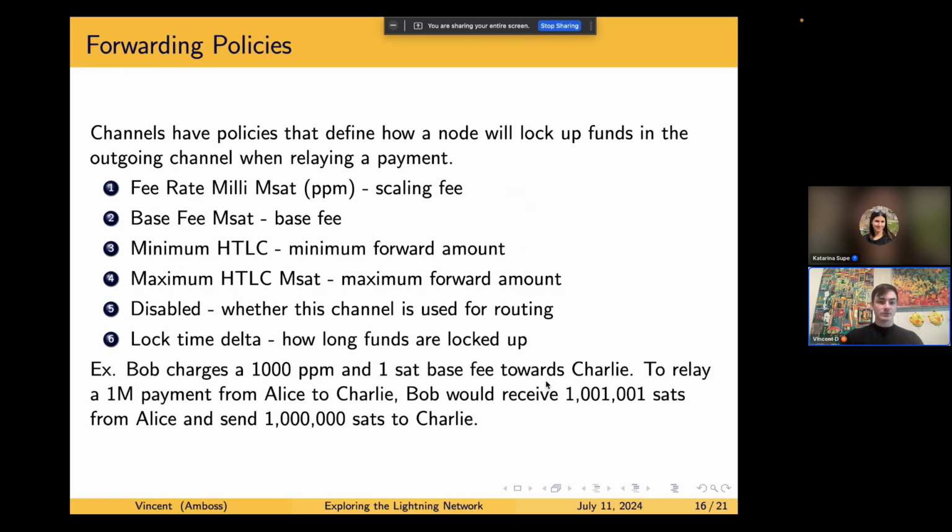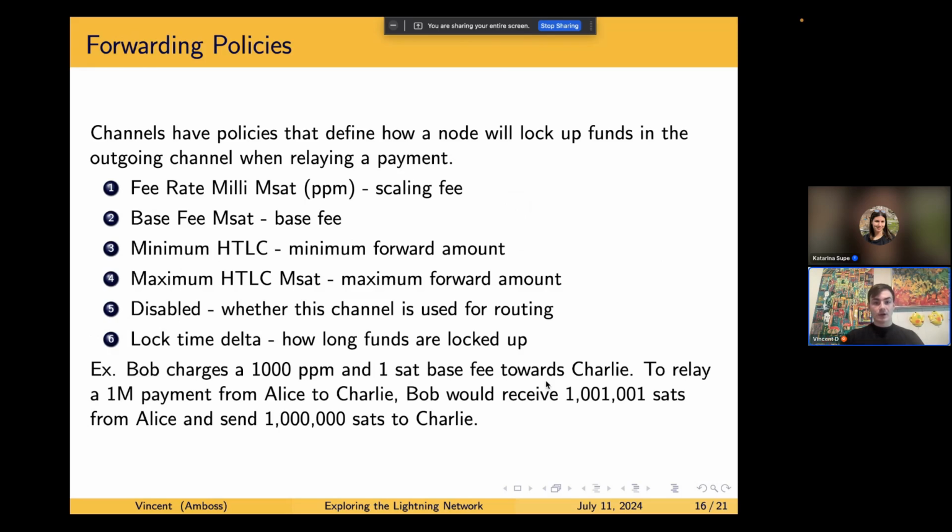Then there's two more policies for the minimum and maximum amount that you're willing to forward along a channel, a Boolean flag to indicate whether a channel is disabled for routing, and then the lock time delta that describes how long those funds are locked up for in the hash time lock contract.